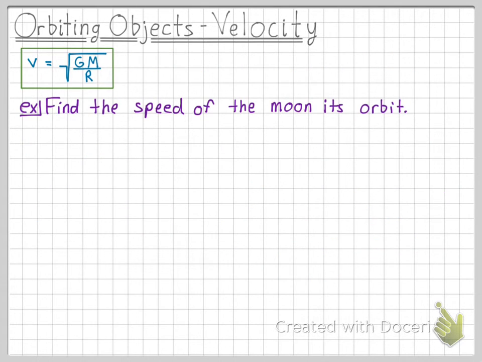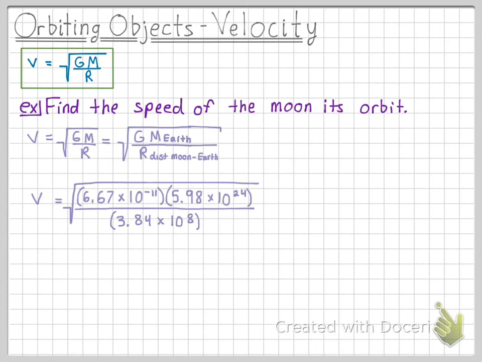Find the speed of the moon in its orbit. So we're going to use our newly developed orbital velocity equation. And for this equation, since the large object that is being orbited around is Earth, we are going to use the mass of the Earth and the distance between the center of Earth to the moon.